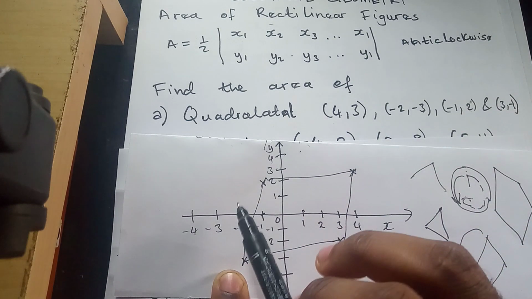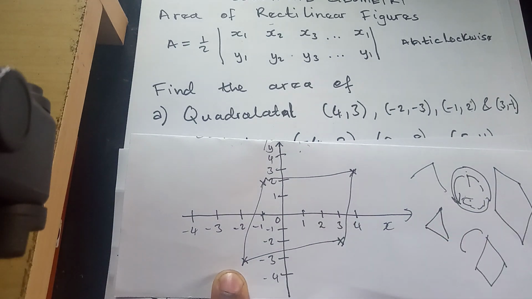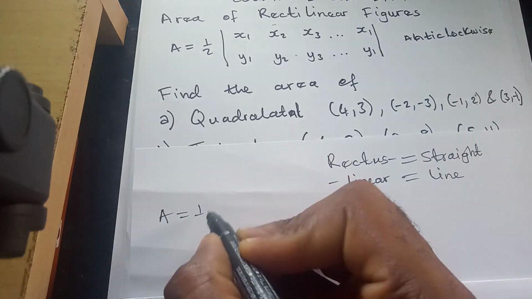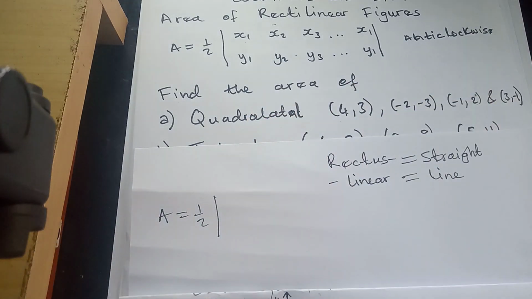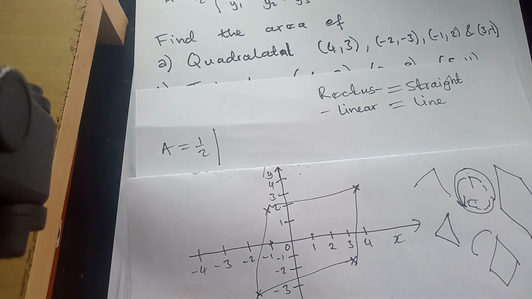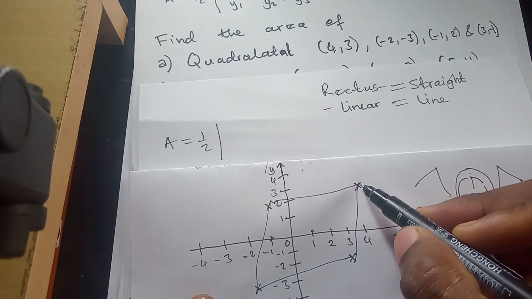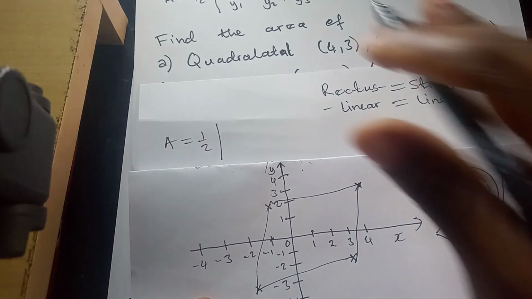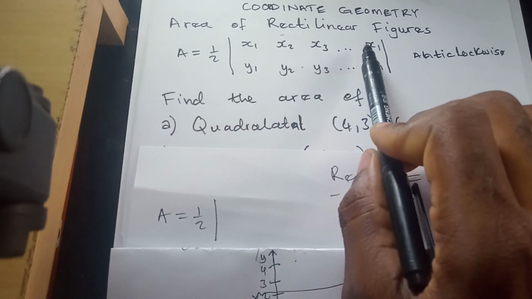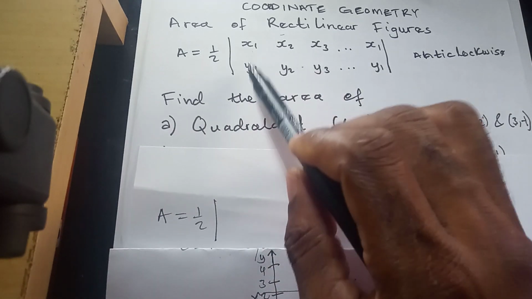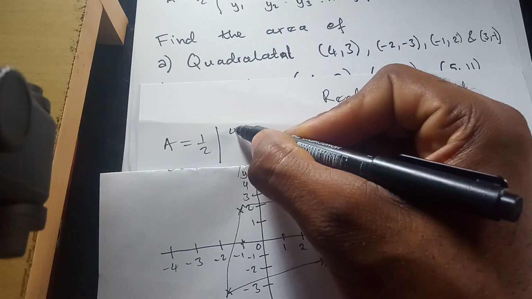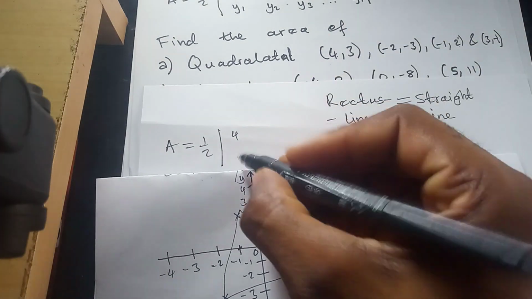To find the area of this rectilinear shape, you can simply say A is equal to half, using this formula. Now let's pick the coordinates in an anti-clockwise manner. You can start from anywhere, here or there or there. One more thing: when you pick all the coordinates, ensure that you repeat the first set of coordinates at the end. I'll start mine from here, this is 4,3.